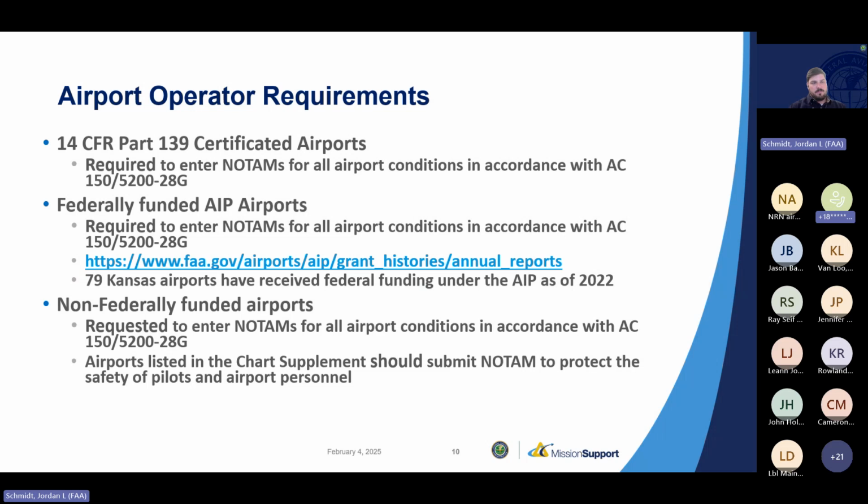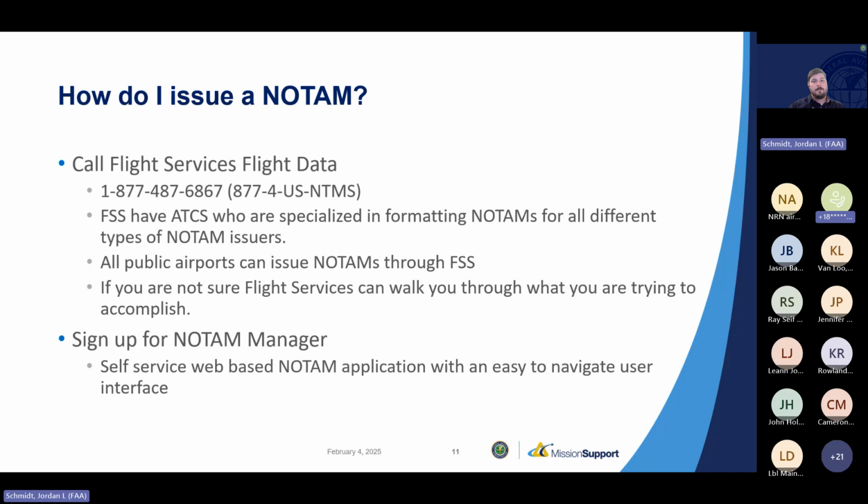Non-federally funded airports, so if you're not receiving any money or haven't received any money from the federal government, they're requested to enter NOTAMs. So if you're a public use airport listed in the chart supplement, you are requested to enter NOTAMs for your airport conditions, and in doing so, in accordance with the AC. As far as the state requirements, I know there's AIP programs within states. I'm sure Kansas has their own AIP program, following whatever applicable requirements you have within that, if it includes issuing NOTAMs.